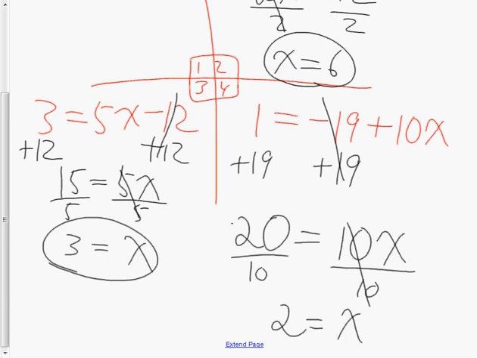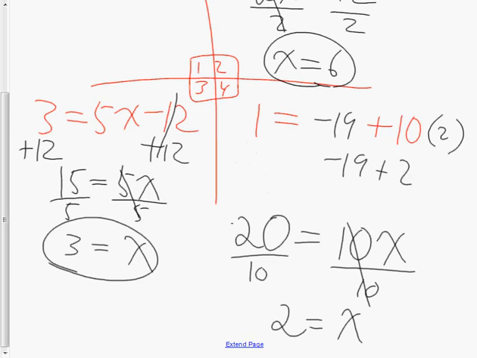If I go back and substitute that into my original equation, I'll make that minus 19 here. Change that x to a 2. 10 times x, or 10 times 2. This will be negative 19 plus 20. And 20 positives and 19 negatives make 1 positive, and therefore my solution is correct.